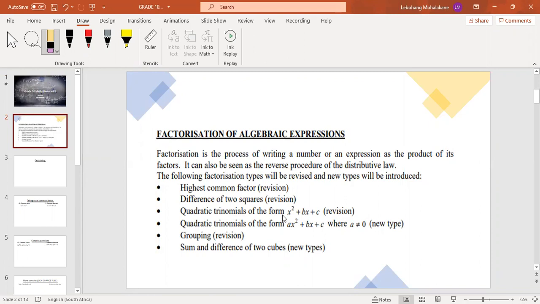Factorizing of algebraic expressions. For the first one, we're going to look at the highest common factor, difference of two squares, quadratic trinomials, grouping, as well as sum and difference of two cubes.